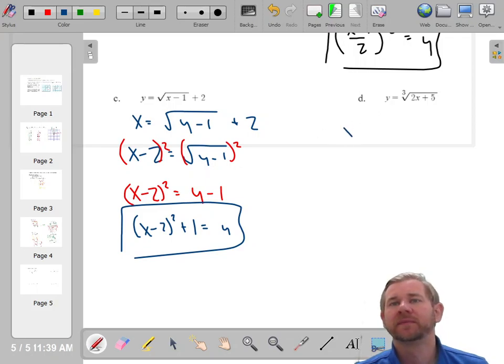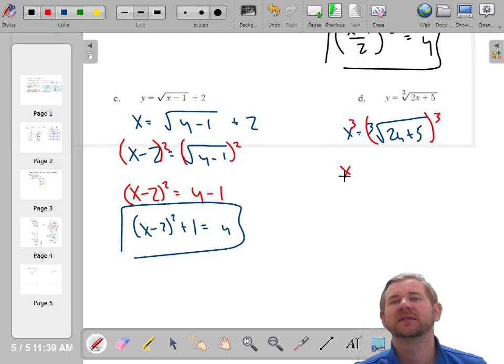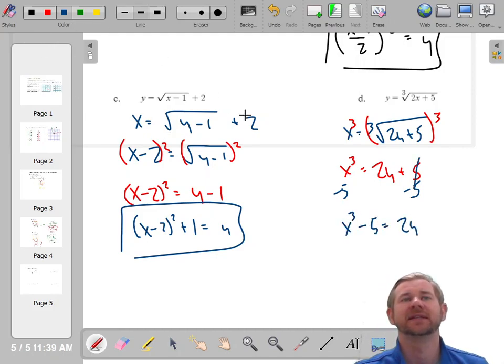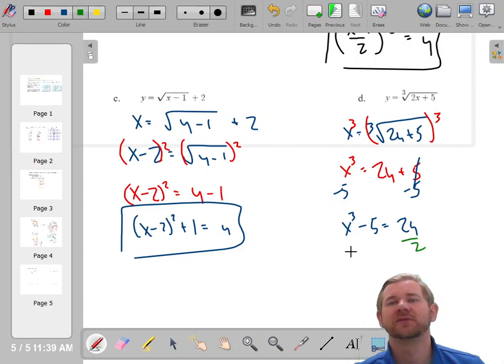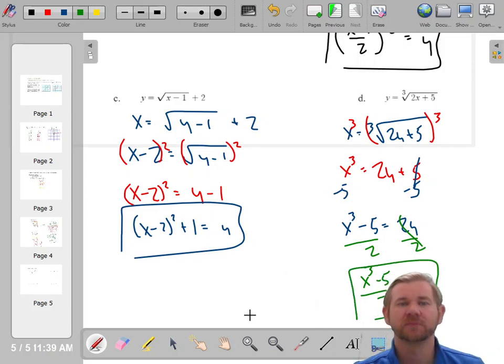And then we'll do one more. X equals the cube root of 2y plus 5. So to undo cube root, you need to cube both sides. X cubed equals 2y plus 5. And now to get y by itself, subtract 5. Those aren't like terms. And lastly, if you have times 2, divide everything by 2. Let's just leave it as x cubed minus 5 over 2. That's the inverse function.